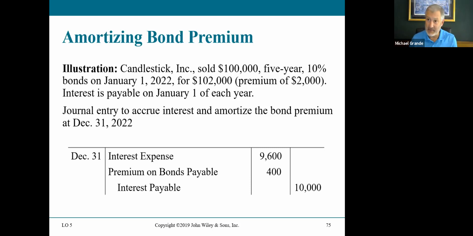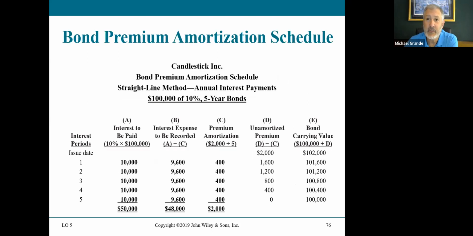The interest expense, it's going to be a debit, you know that, but for how much? Well, your debits have to equal your credits. You know you need $9,600 debit. That's where you got the number from, in order to make the debits equal the credits. Here's the amortization schedule for the premium. Again, $2,000 premium, 5 years, $400 per year.